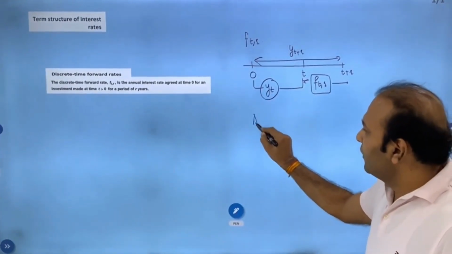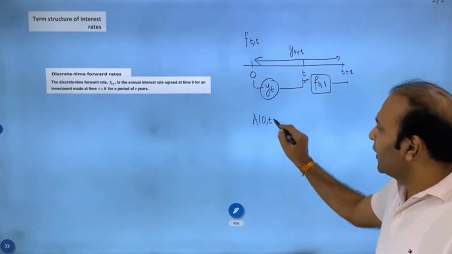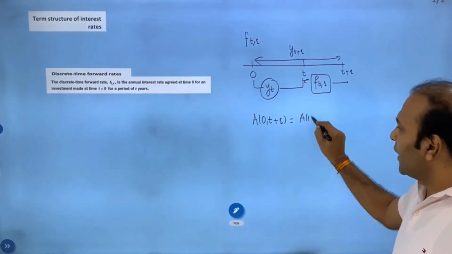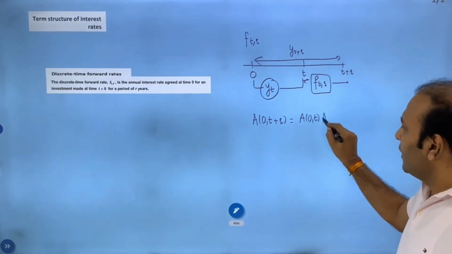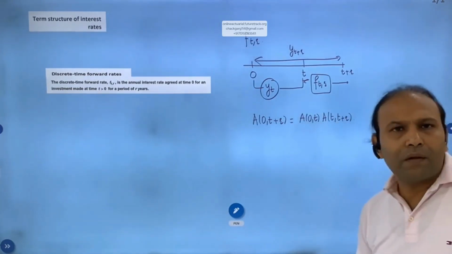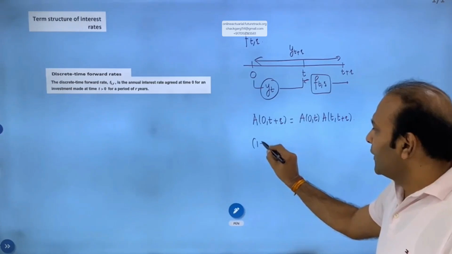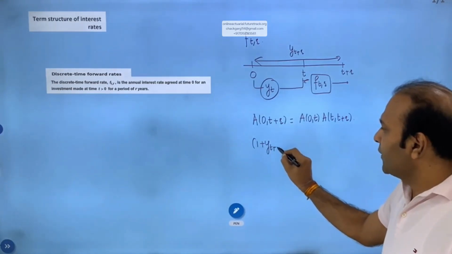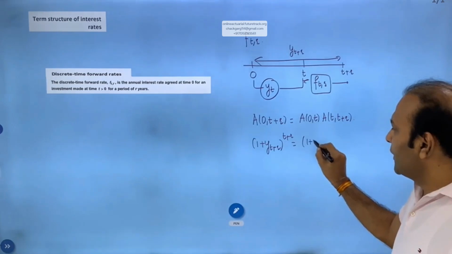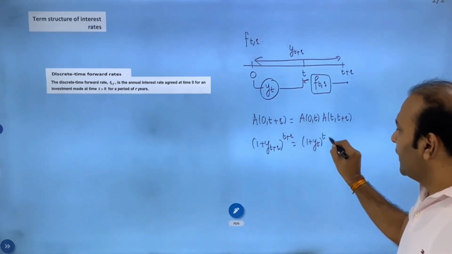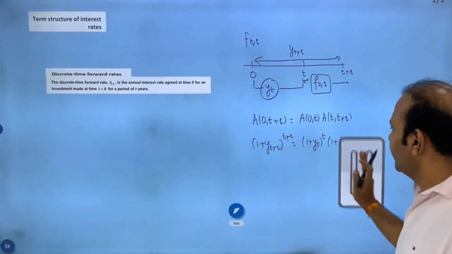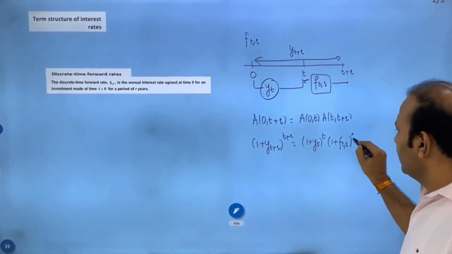तो क्लास, इसके लिए हम principle of consistency यूज करेंगे. Accumulation from 0 to T plus R, it is what? Accumulation from 0 to T, accumulation from T to T plus R. Right, so this is (1 plus Y(T+R)) raised to power T plus R, it is equal to (1 plus YT) raised to power T, (1 plus F(T,R)) raised to power R.